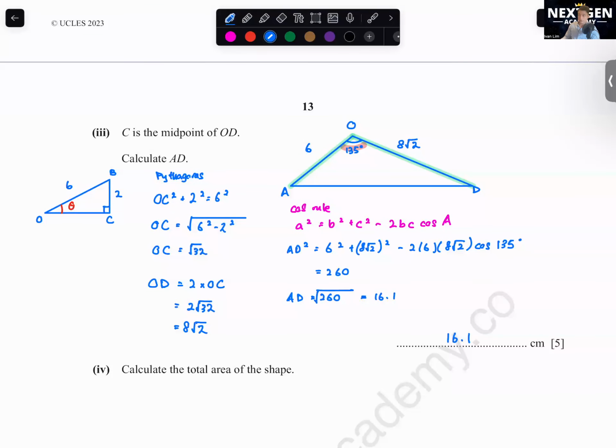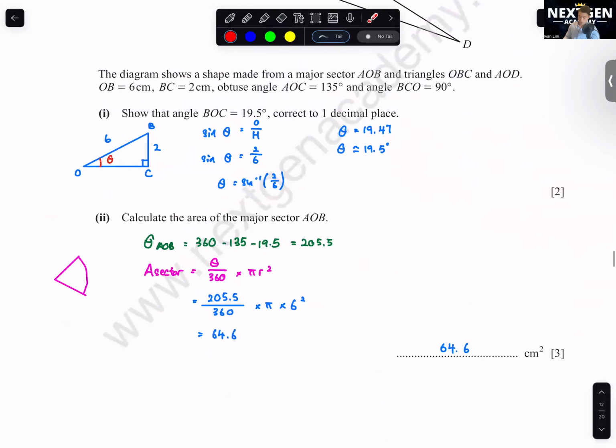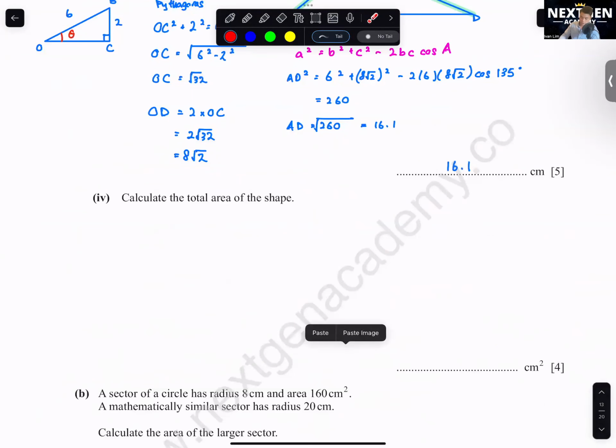Calculate the total area of the shape. Okay, so you look at the shape here. What do we have? We have this OBC, which is a right angle triangle. So right angle triangle, I can just use half times base times height. I have this triangle, which is not so regular, a scalene triangle. We can use 1/2 ab sine C. Then this part here is the sector, which we already calculated just now in the previous question. Okay, so all of it are different formulas. You break it down one by one.